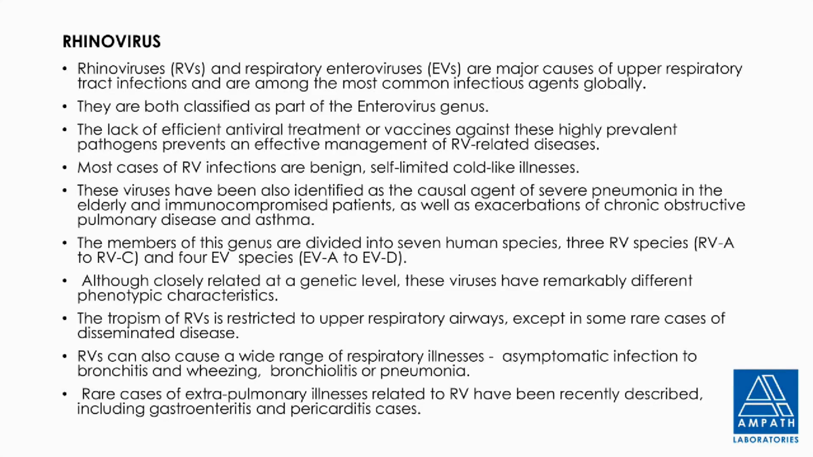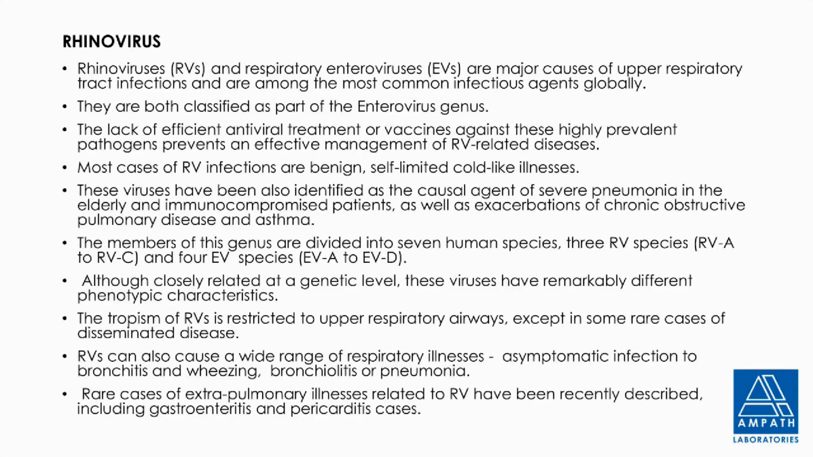Of note, there are 3 rhinovirus species that are subtyped A to C, and there are 4 enterovirus species subtyped A to D that tend to have a predilection for your respiratory tract infections. Although they are closely related at a genetic level, when studied by their phenotype under electron microscopes and in research labs, they are actually quite remarkably different.